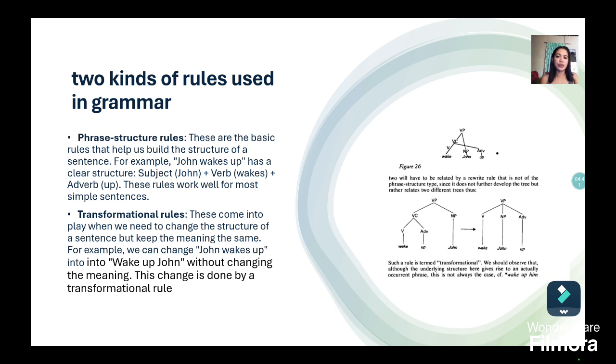Now let's go to the second type of rules used in grammar, the transformational rules. These come into play when we need to change the structure of a sentence while keeping the meaning the same. For example, we can change "John wakes up" into "wake up John" without changing the meaning. So that is a transformational rule.